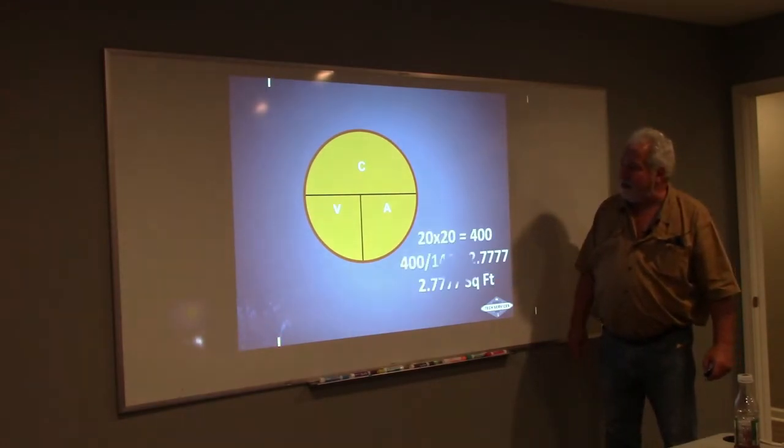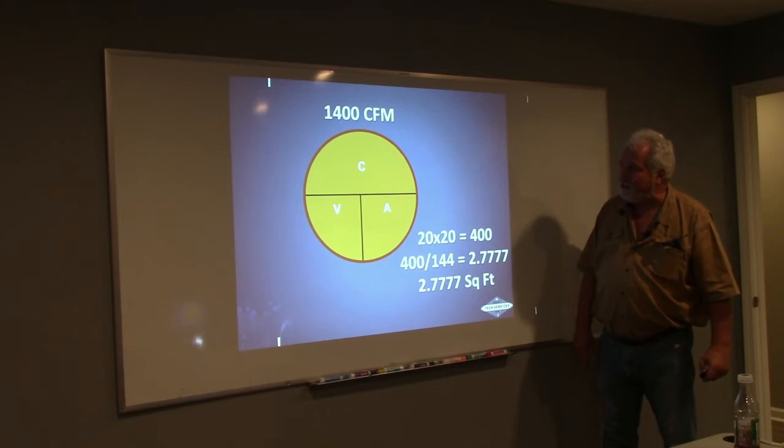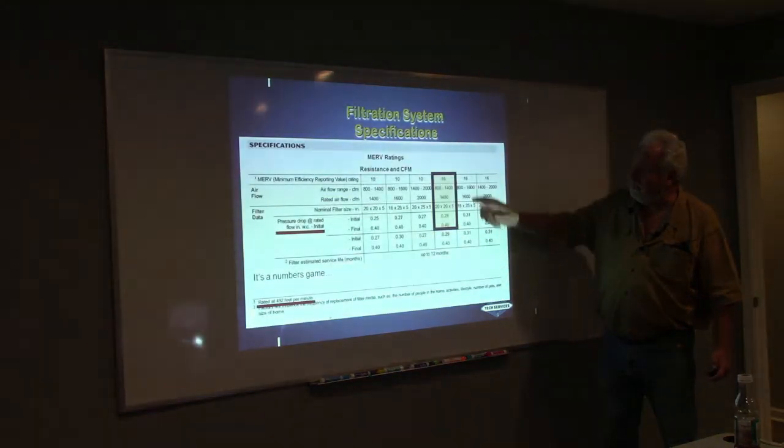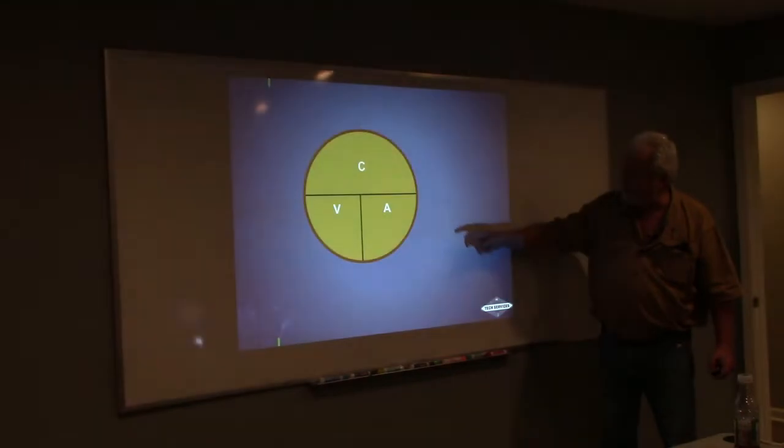With my CFM, 20 by 20 equals 400. That gives me 2.77 square feet. If I'm trying to move 1400, see? 1400. Calculators, boys. If I'm moving that 1400 through that 20 by 20, yes?